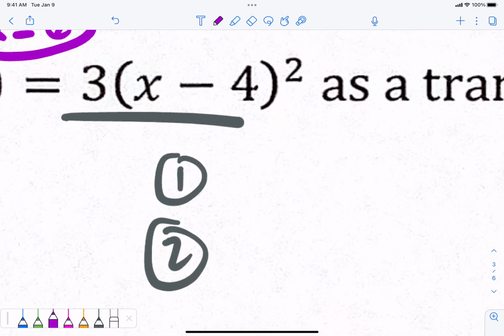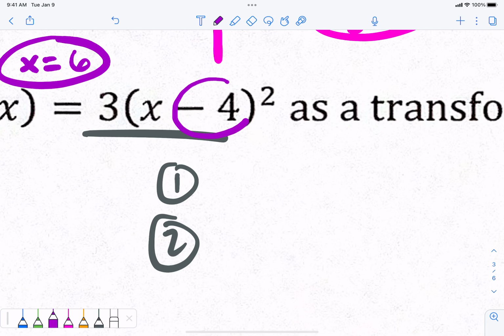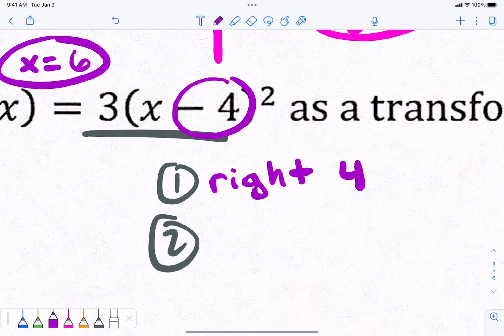Oh. Okay, all right, so now we have these 3 things going on. This -4, go off of your rules, and how is that -4 moving it? It's right 5. I mean, right 4. It's going to the right 4 units, okay? Then what does this 3 do? It's way on the outside and you're multiplying it.